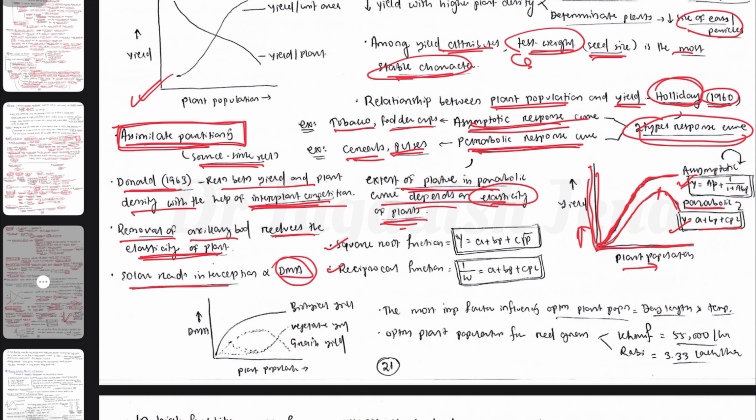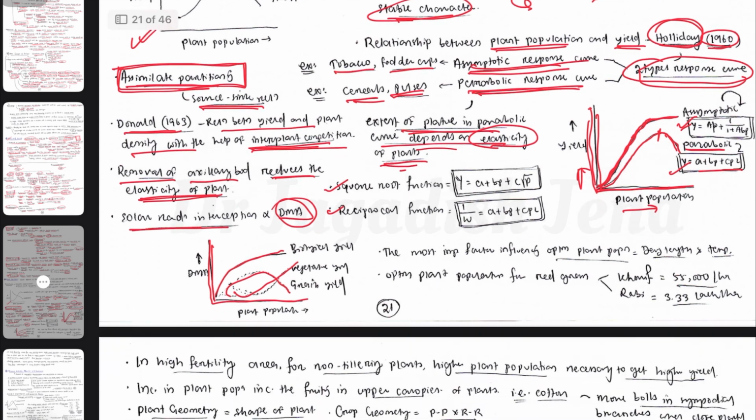Now, this is the relationship between plant population and dry matter accumulation. When we are talking about biological yield, as plant population increases, the total biomass accumulated in a unit area increases. But grain yield, after a certain point, decreases. After reaching a plateau, vegetative yield increases. So this is the scenario.